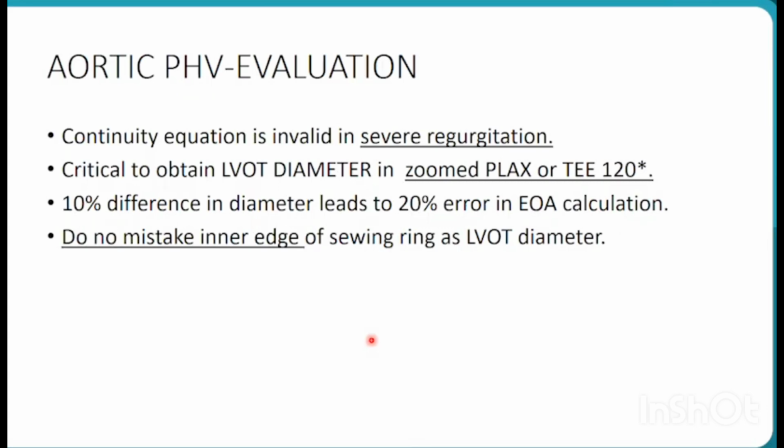Secondly, when we are using the native valves, we use the inner edge to inner edge for measuring the LVOT diameter. However, when the patient has got a prosthetic heart valve, we should use the outer to outer edge. You should not mistake the inner edge of the sewing ring as LVOT diameter. Again, it is invalid in severe regurgitation. It can be falsely high. It can be falsely low in cases of severe regurgitation.